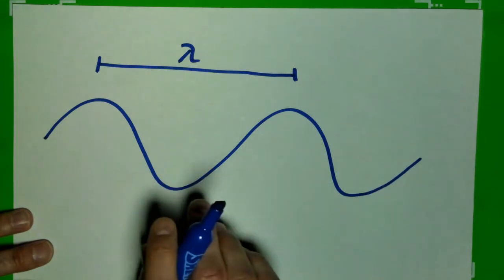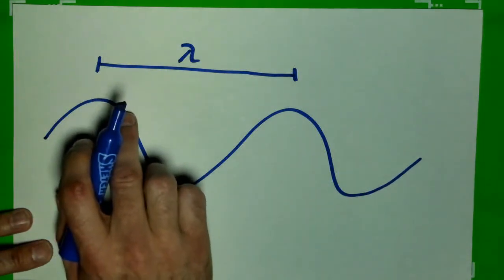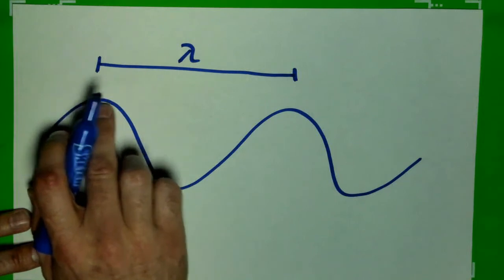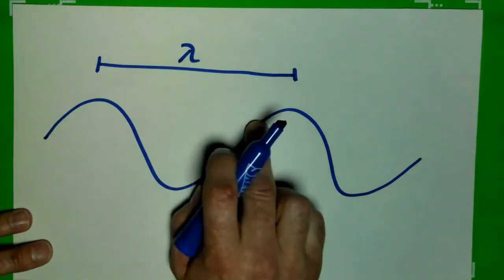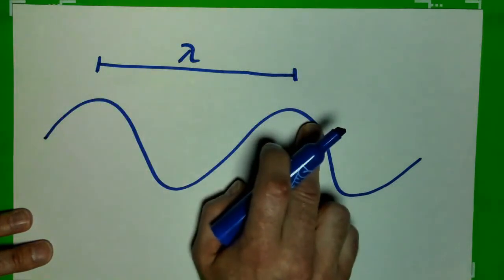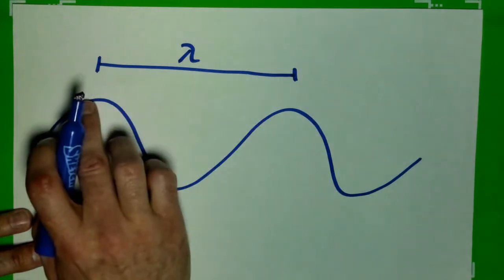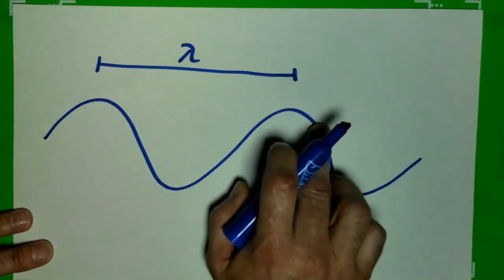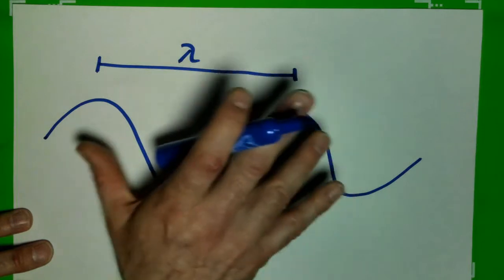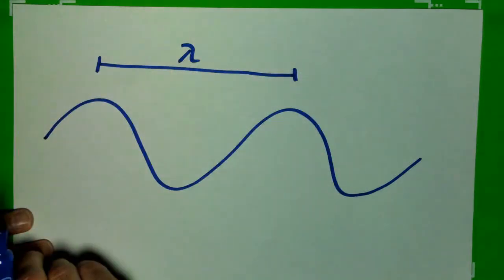And then even more carefully, any point, so let's say right here, to the right of this crest, not this point here, but rather this point would be the wavelength, because it's to the right of the crest, to the right of the crest. It has to be the exact same location and how it's moving.